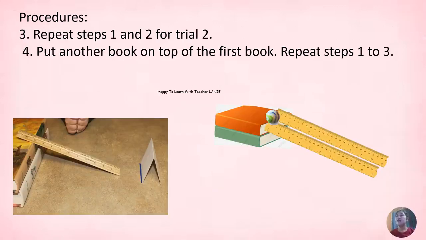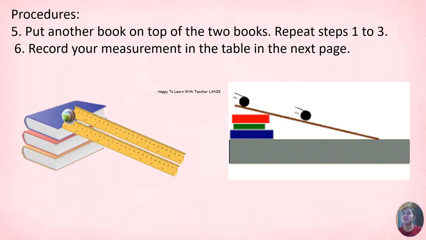Number 3. Repeat steps 1 and 2 for trial 2. Number 4. Put another book on top of the first book. Repeat steps 1, 2, 3. Number 5. Put another book on top of the 2 books. Repeat steps 1 to 3. And number 6. Record your measurement in the table in the next page.